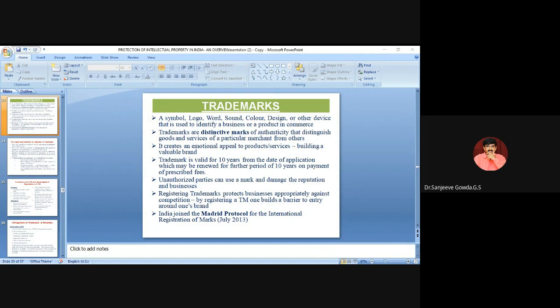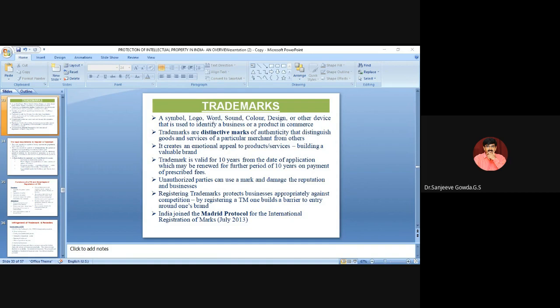Of course, it protects your hard-earned goodwill in the business. It will protect your name, your brand name, from being used in the same or a similar fashion. It gives your products the status of branded goods. It gives an impression to your customers that the company is selling standard products or services.